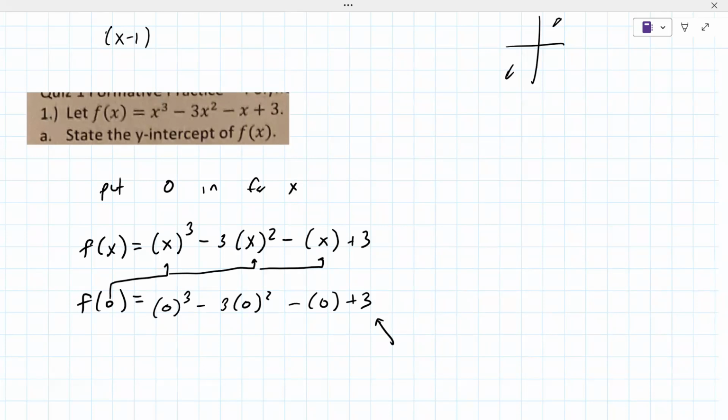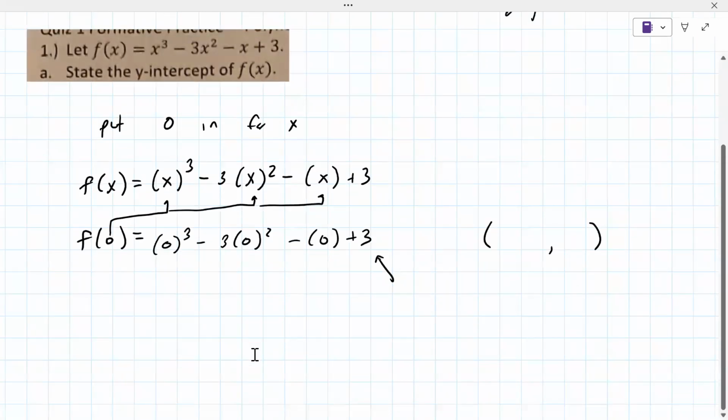How would you write that as an ordered pair? Oh, x minus 3 and then x plus 3. No, I'm asking you to simplify this. What is 0 cubed minus 3 times 0 squared minus 0 plus 3? What does that become? It becomes 0 comma 3. Yes, there you go. That's what I was asking. Good job on that.